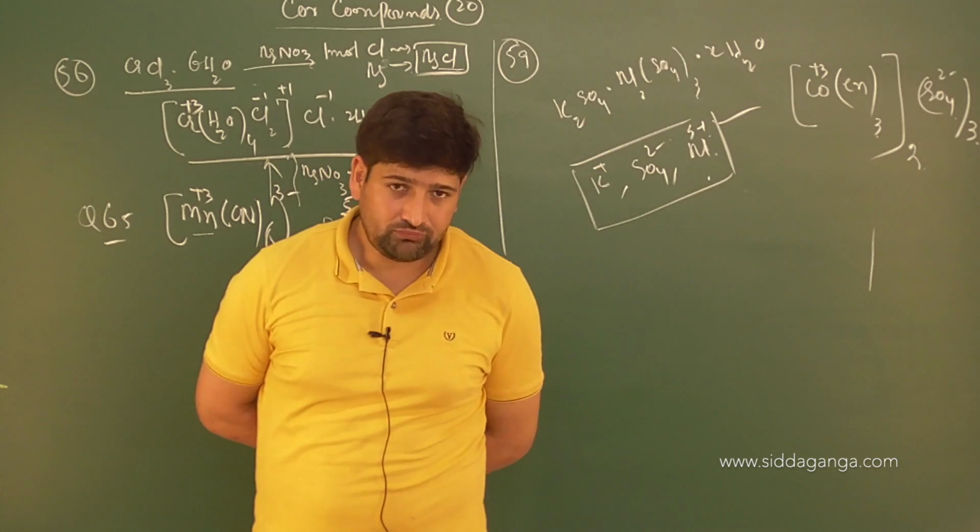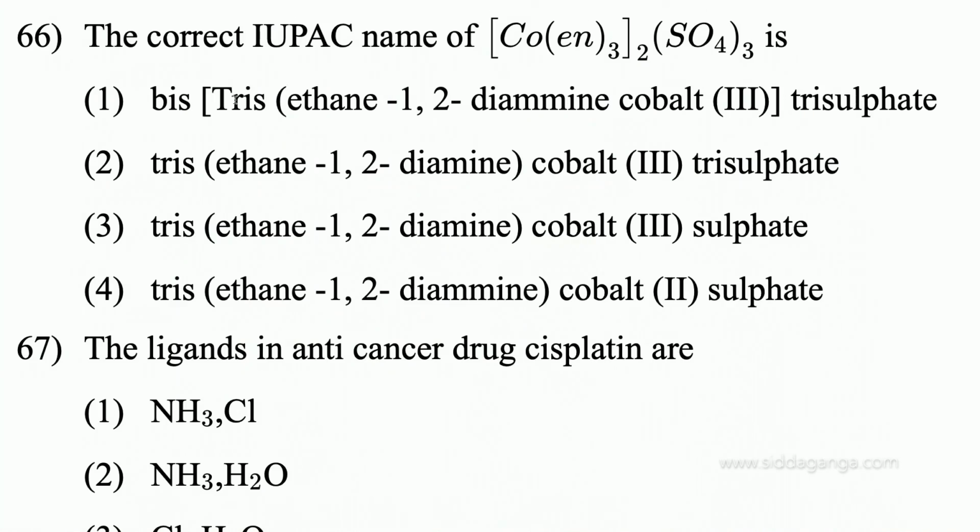Right, next question. Question number 66. What's the question asking? The correct IUPAC name of the compound, very simple it is. What's the name? Tris ethane 1,2 diamine. You can see outside sulfate. What's the oxidation state of sulfate? SO4 2-. Total number of electrons to be lost by cobalt should be 3 because there are two complexes. So cobalt will lose 3 electrons. One more cobalt will lose 3 electrons. So oxidation state of cobalt will be 3. Correct option will be tris ethane 1,2 diamine cobalt 3 sulfate. Correct option will be option 3rd.